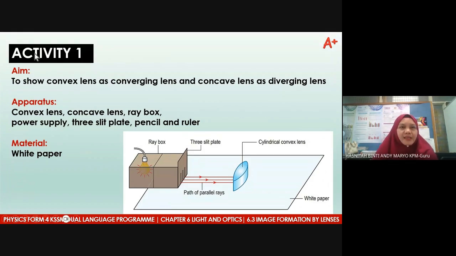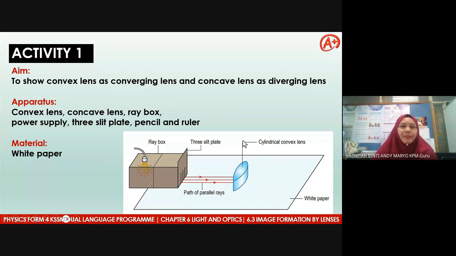Now students, in activity 1, this is one simple activity. I think we can conduct this by next week, to show the convex lens as a converging lens and the concave lens as a diverging lens. It's a very simple activity. You just need a ray box with 3 slits. This is where the light rays come from. So there will be 3 parallel light rays heading through the lens we place in front of it.